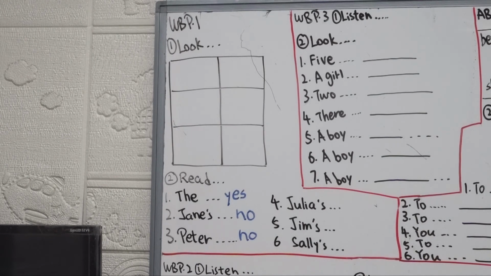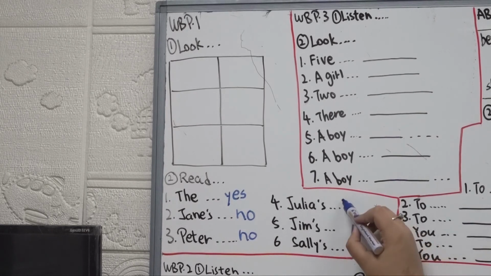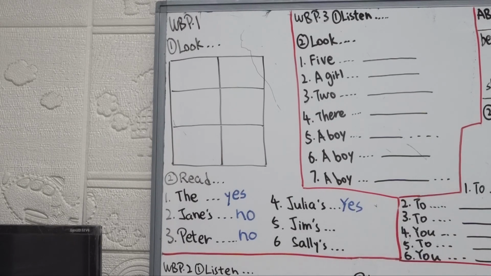Alright everybody, let's do number 4 to 6. 4 is Julia's standing behind Mary. Is Julia standing behind Mary? Yes, right, in picture 4, you can clearly see that, right? Julia is standing behind Mary and she's laughing, ha ha ha ha, right?